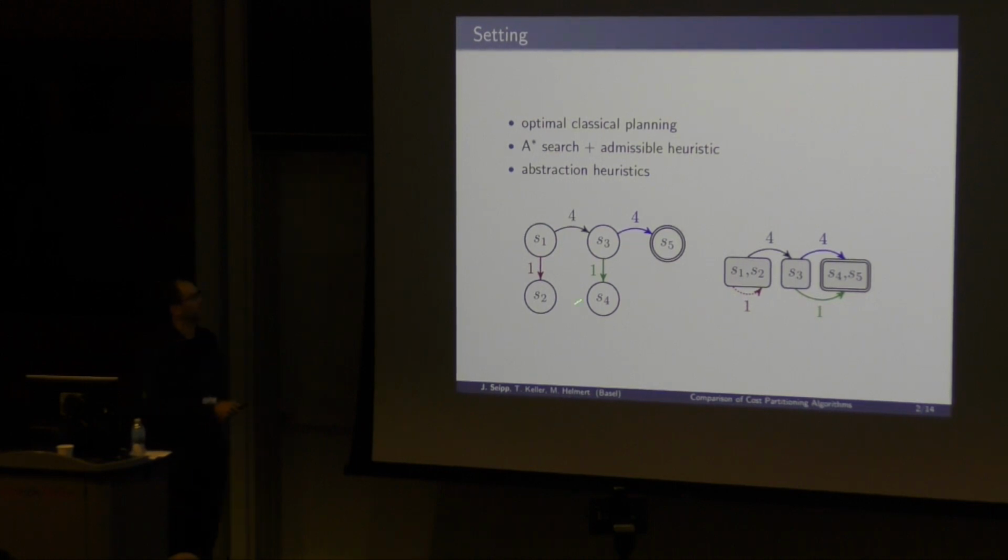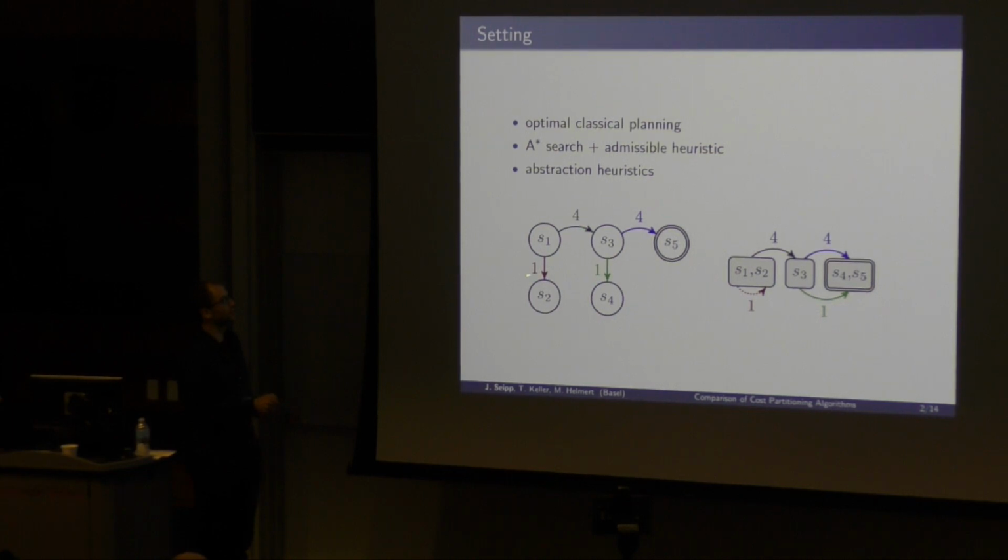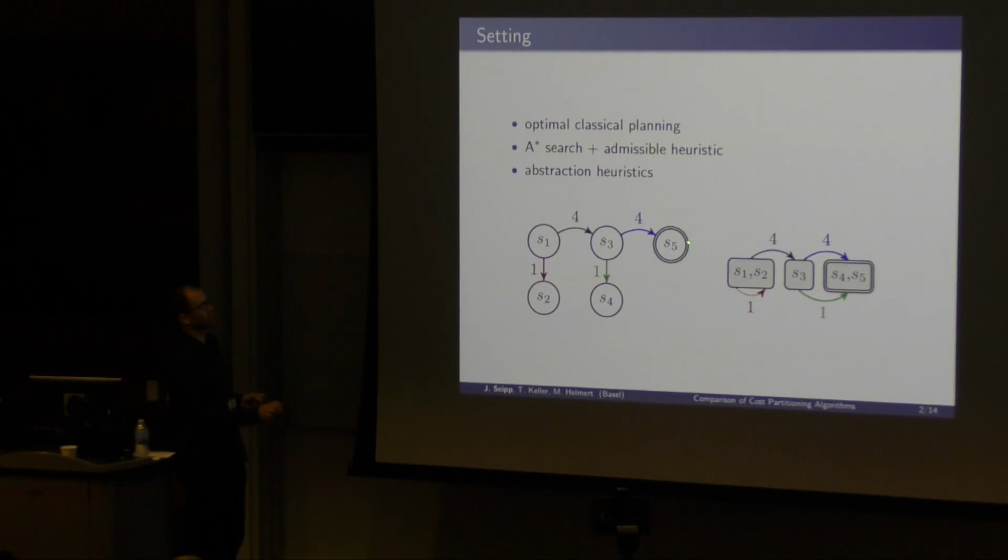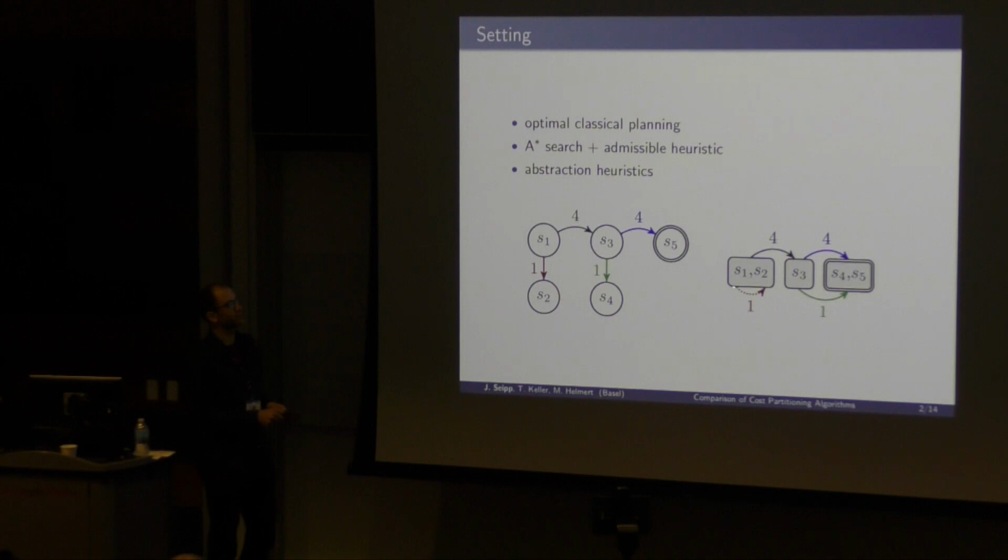Well, this is an example planning task, a concrete task where we have states and operators, like the black one, the blue one, and the red and green one. They have different costs. These two cost 4, these two cost 1. This will be important later on. And we have a goal state. This is S5 in this example. Here we see an example abstraction where we combine, for example, S1 and S2 into a single abstract state. This means that this operator becomes a self-loop in the abstraction.